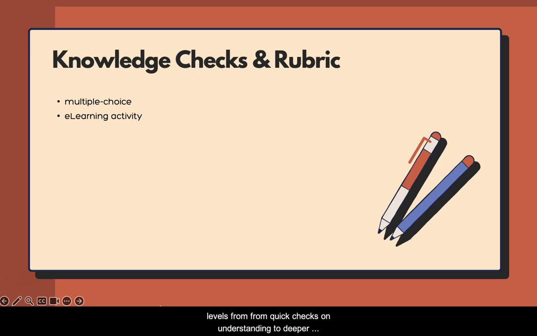Each lesson ends with a short quiz made up of multiple levels, from quick checks on understanding to deeper application questions. This helps students test not just what they know, but how they use it. And in the final module, they take on a bigger challenge, a debate-style game where they build a full argument from start to finish. To pass, they need to score at least 80%.